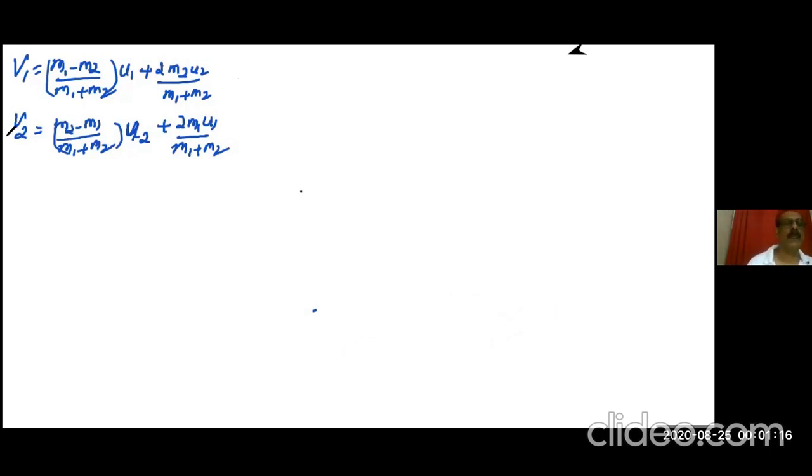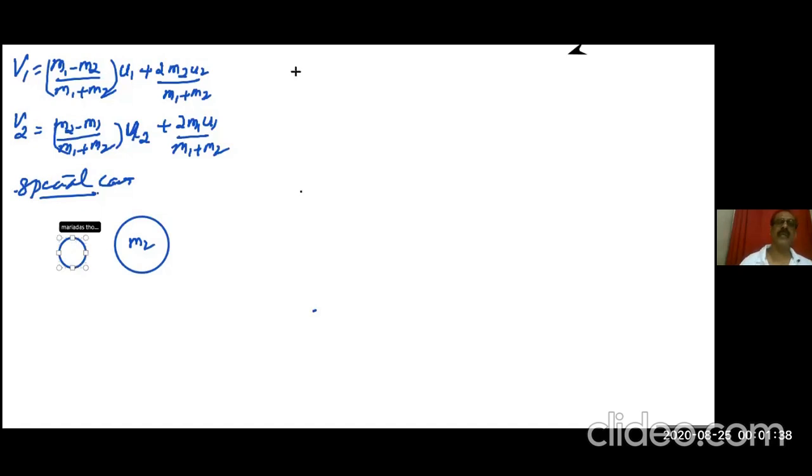Now here we have to go for special cases. Look, we have this formula for V1 and V2. You should know it by heart. Suppose there are two objects. This is M2, and another one, the small one, is M1. The first one is M1. Usually what we are throwing, that we call projectile. Where it is hitting, that we call target, usually.